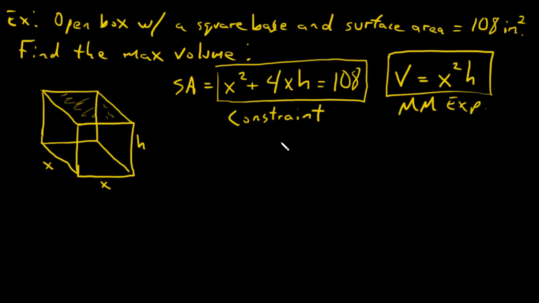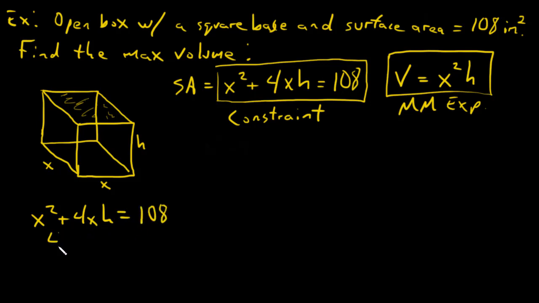Okay? So now that I've got this set up, I have to be able to solve for one of the variables in my constraint and then plug it in over my volume. Okay? You can solve for x or h, but looking at that quadratic there, I really don't want to solve for x. So I'm going to go ahead and solve for h. So let me just rewrite it here. I'm actually going to go over here and start using the full spread. So I've got x squared plus 4xh equals 108.